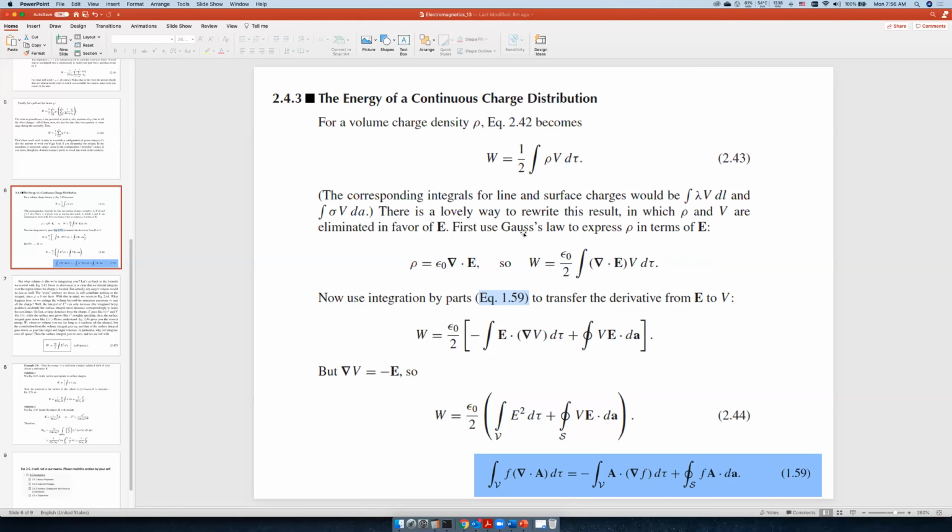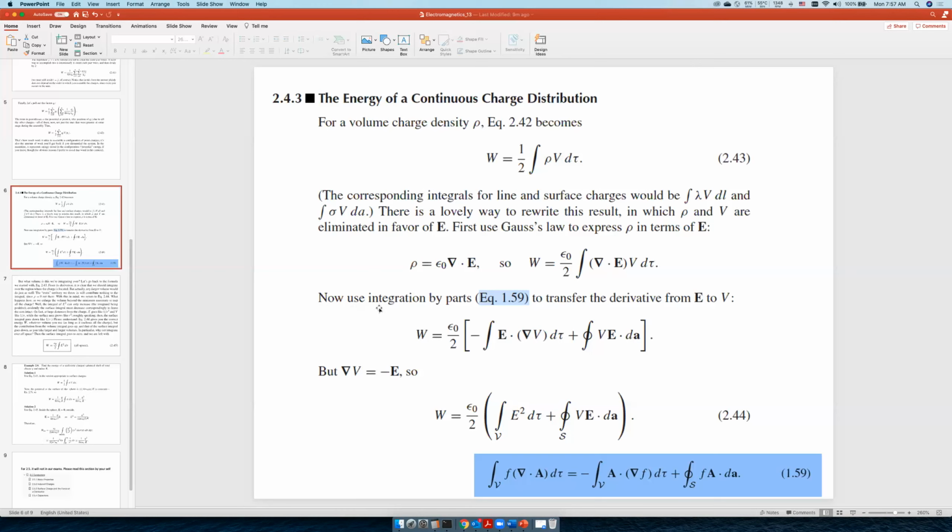First, use Gauss's law to express rho in terms of E. So rho equals epsilon 0 times the divergence of E, and then the work equals epsilon 0 over 2 times the integral of del dot E times V d tau. So here we just replaced rho by epsilon 0 times the divergence of E.